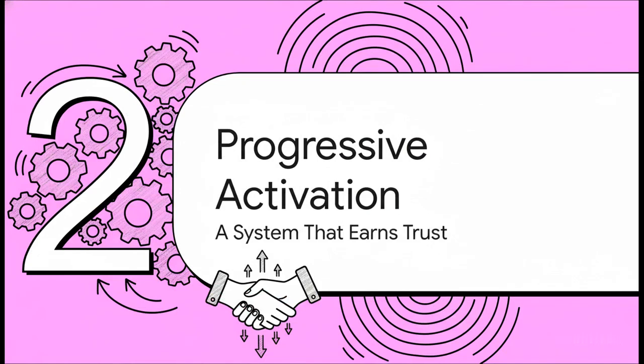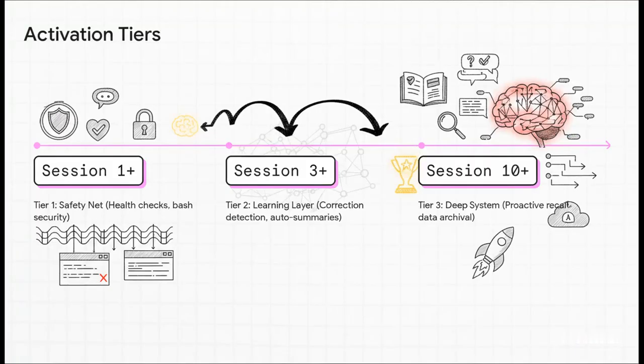Okay, I know what some of you are thinking. A bunch of automated scripts running on my machine, I'm not so sure about that. And that is a totally fair concern for any developer. That's why the system is built to earn your trust over time using something called progressive activation. It doesn't just go full throttle from the get-go. For your first few sessions, it's just in Tier 1. That's a basic safety net. It just does health checks and blocks obviously dangerous commands. After a few sessions, once it proves it's safe, it unlocks Tier 2, the learning layer. Only after about 10 sessions does it turn on the really powerful Tier 3 stuff, like proactive memory. It earns the right to get smarter.